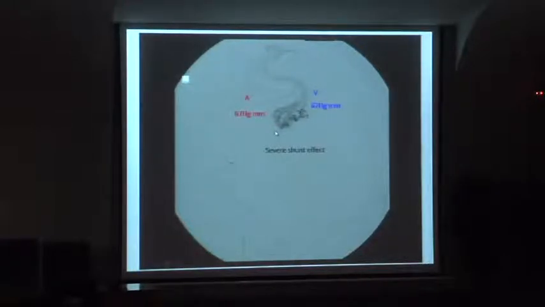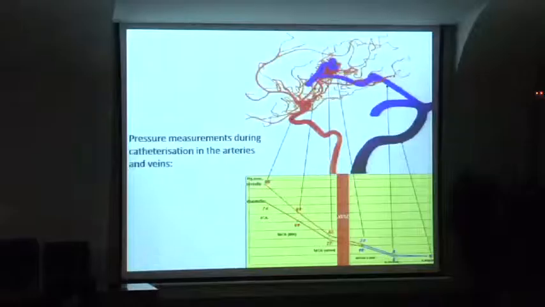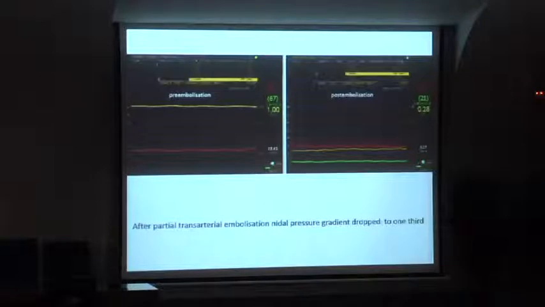You can see a significant shunt effect. After partial occlusion of the arterial fistulous part of the malformation, pressure in the venous system decreases, and you can see 21 mmHg. Pressure measurement during catheterization of artery and vein. And pressure monitoring after partial transarterial embolization, the nidal pressure gradient dropped to 1/3. It's an ideal situation for transvenous embolization of AVM.